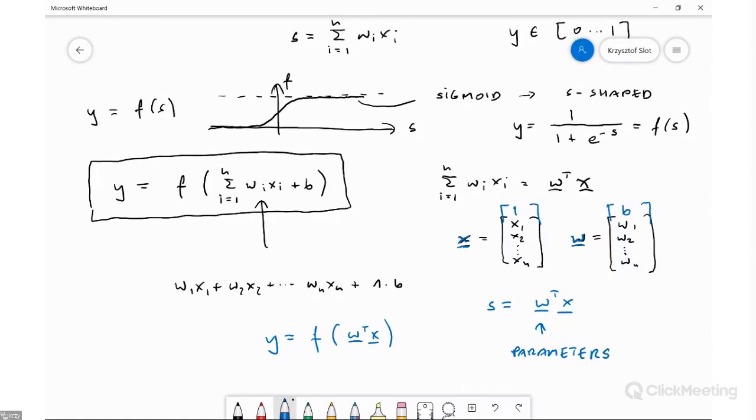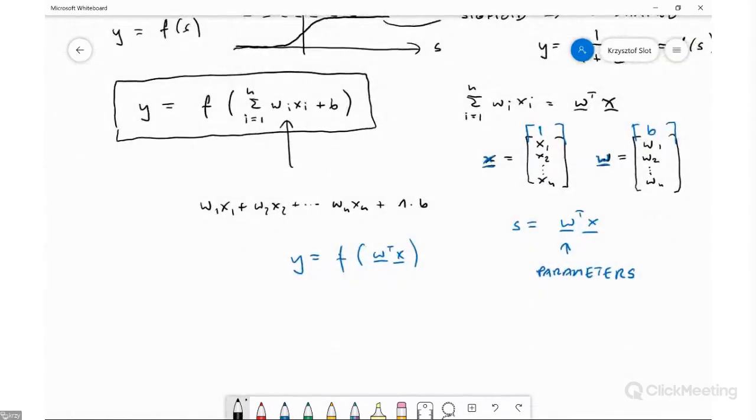So basically, this is a functional model of a neuron, and this model was proposed by McCulloch and Pitts. This is called the McCulloch-Pitts neuron model, and it was proposed in the 50s of the last century, I don't know exactly. It is used as the most general formulation of what a single neuron does. So I hope this is clear.